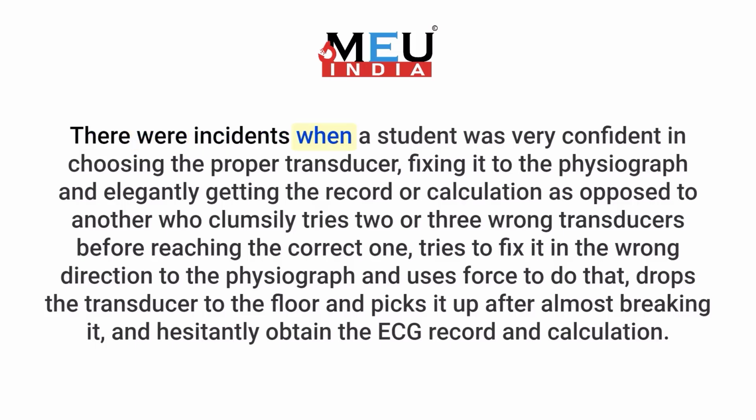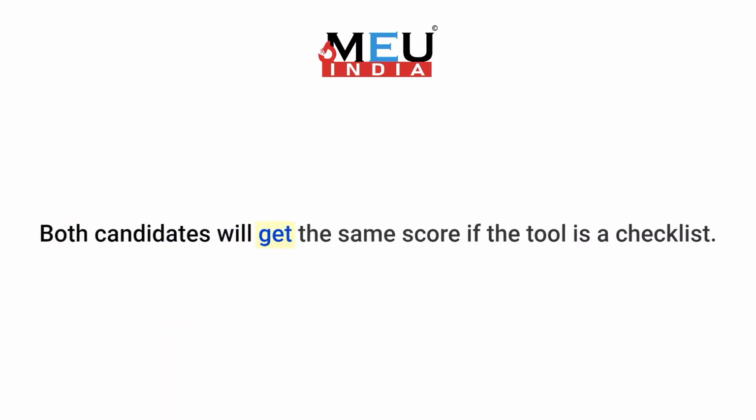There were incidents when a student was very confident in choosing the proper transducer, fixing it to the physiograph, and elegantly getting the record or calculation, as opposed to another who clumsily tries 2 or 3 wrong transducers before reaching the correct one, tries to fix it in the wrong direction to the physiograph, and uses force to do that, drops the transducer to the floor and picks it up after almost breaking it, and hesitantly obtains the ECG record and calculation. Both candidates will get the same score if the tool is a checklist.